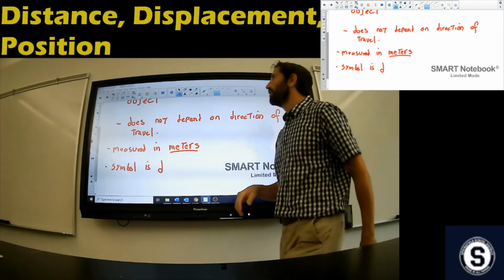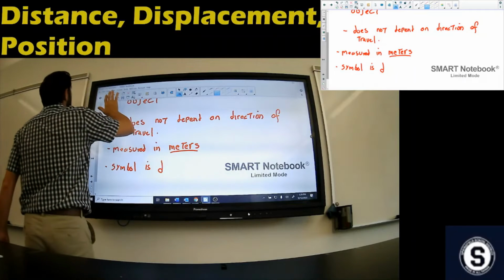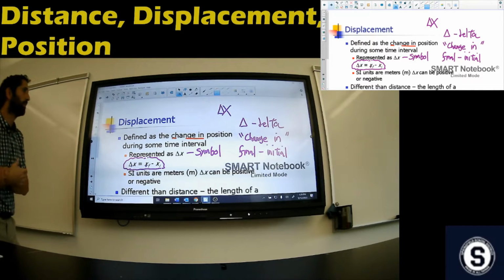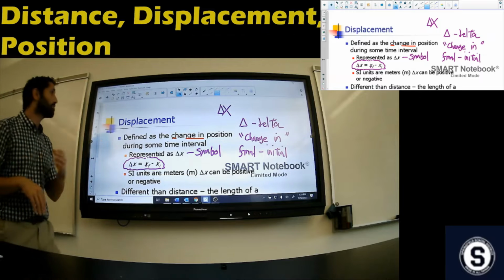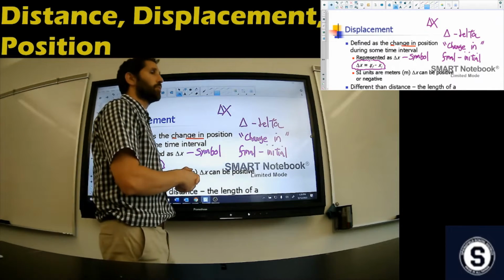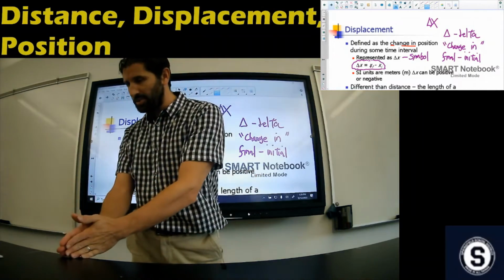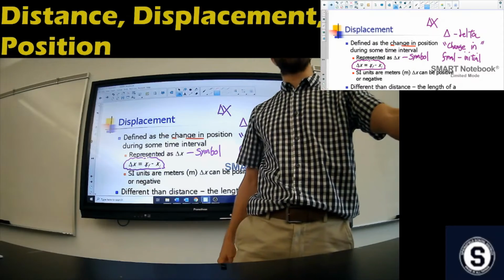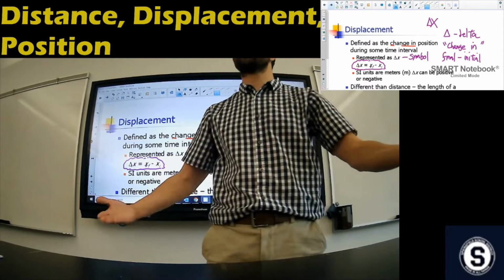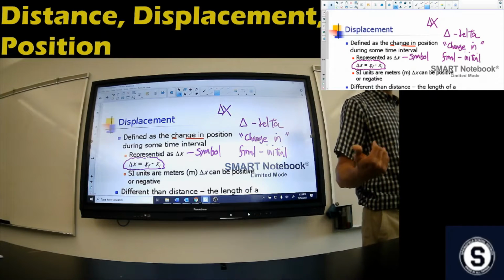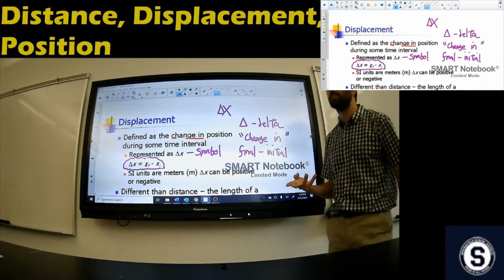Okay. And then we're going to talk about displacement. All right, so displacement is defined as the change in position during some time interval. So an object started at some position, later on it ended up at some other position. It's obviously now at a different position than it started. How much different is it? That's what we mean by displacement.